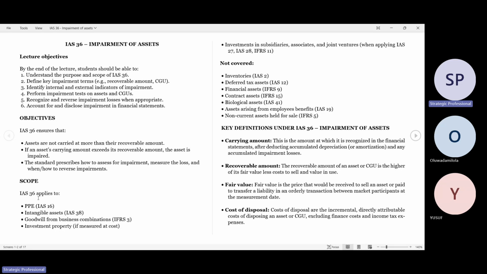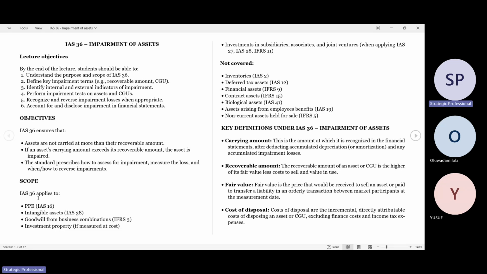So once you understand the scope of the asset that IAS 36 is applicable to, then when exam comes, you'll be able to understand what and what you are not supposed to apply impairment of asset rules to.